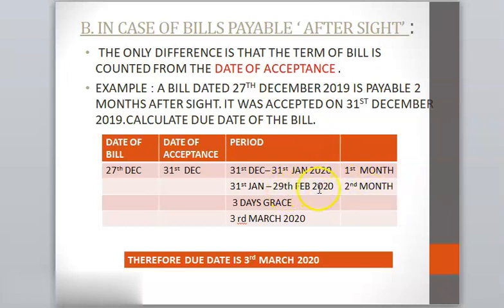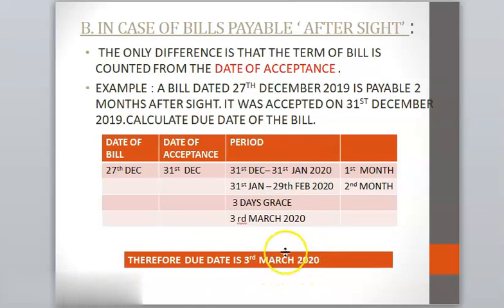After 29th of February, when we add 3 days more grace period, that is 1st, 2nd and 3rd, so 3rd of March 2020. This is the date we got after adding 3 days grace period. And therefore, due date is 3rd March 2020.